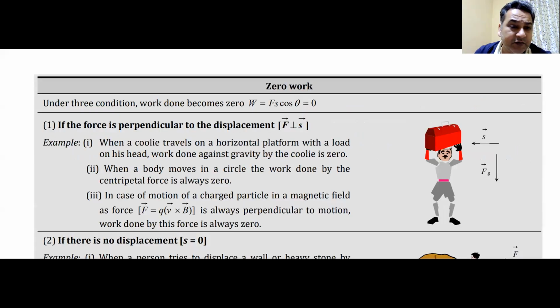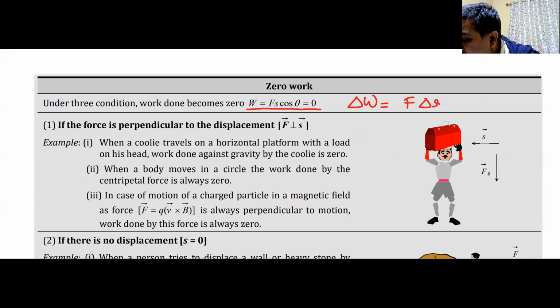We have seen when the work done by a force is negative. Now we are elaborating on the three different cases in which the work done by a force is zero. We remember work done, delta W, is F into delta R into cos theta. Now I want this work done to be zero. If any of these three quantities, F or delta R or cos theta, is 0, then my work done will be 0. In the first case, the force is perpendicular to the displacement.